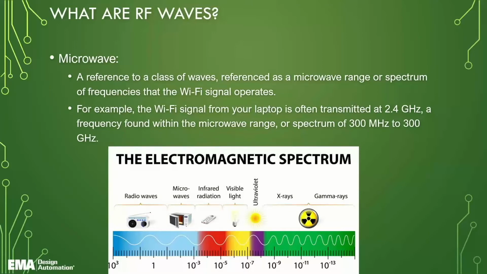The microwave is a class of waves. The microwave range is the spectral range of frequency in which the Wi-Fi signal operates. There's our range, as you can see in the slide below, from the radio wave to the microwave, all the way up to gamma ray. An example is your laptop. It's transmitting at 2.4 gigahertz, a frequency found within the microwave range, or the spectrum of 300 megahertz to 300 gigahertz.